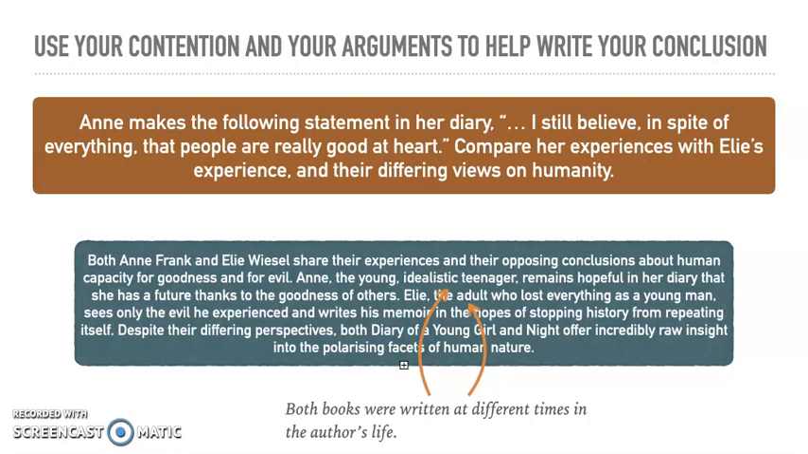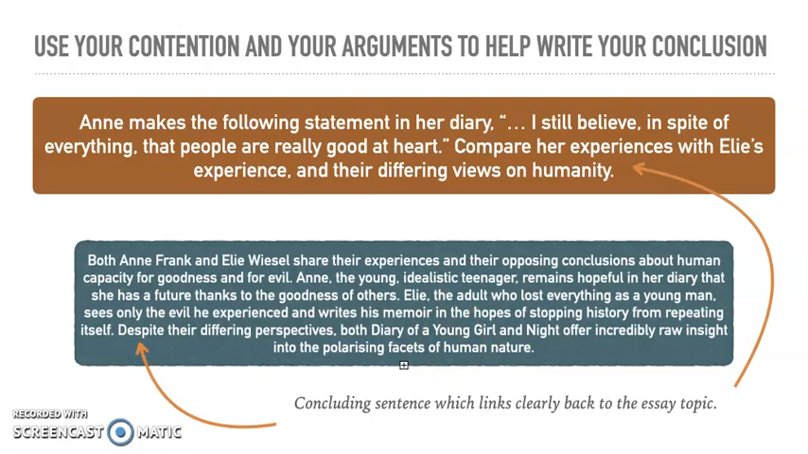So you can see that I've done this really briefly in my conclusion. I have not made sentences of their own. I've described Anne as the young idealistic teenager, and I've described Ellie as the adult who lost everything as a young man. I am implying that they wrote the books at different times of their lives. It's just something I want to put in there to flesh out my essay and make it really clear that I understand this aspect of the text. I understand the authorship and how that impacts on the way that the experiences are presented in these 2 texts.